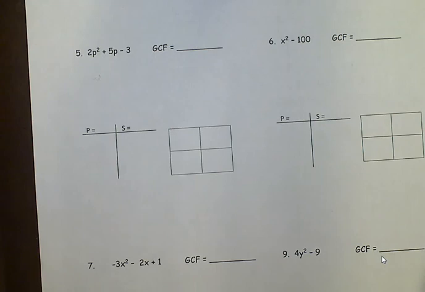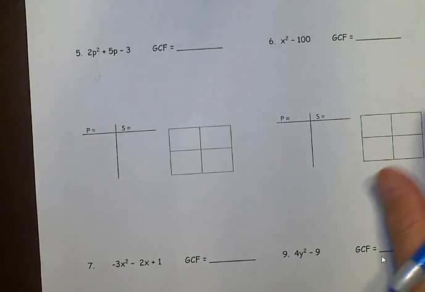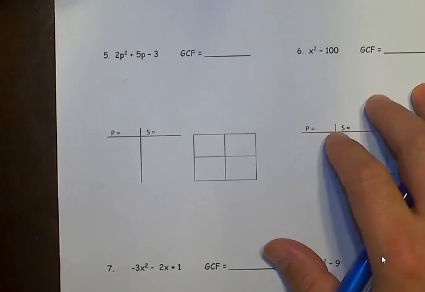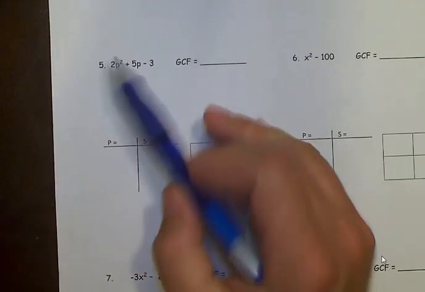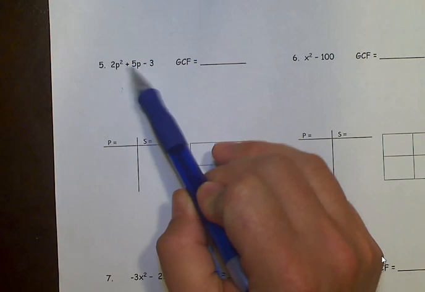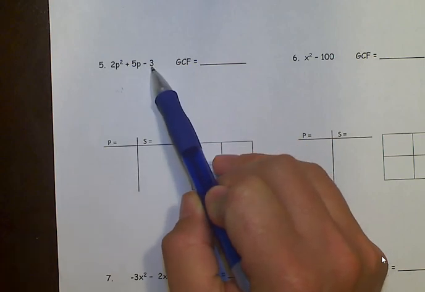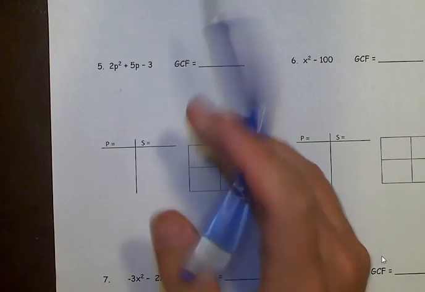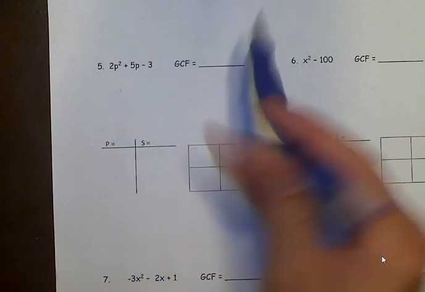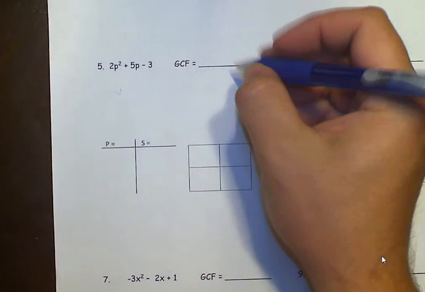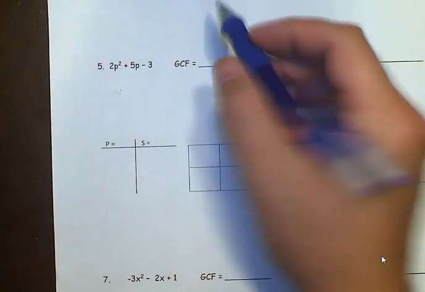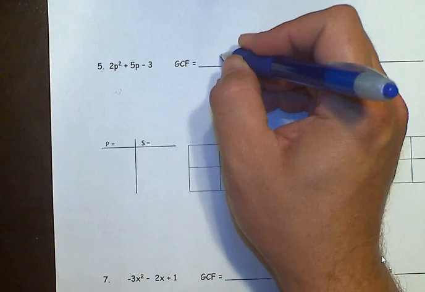Okay, let's go to the back. Wow, we're getting really lucky here. There's no GCFs, but I always want to check first. I have 2, 5, and negative 3. There's no GCF there. If I had one, I would want to pull it out first. So I'm going to write no GCF.